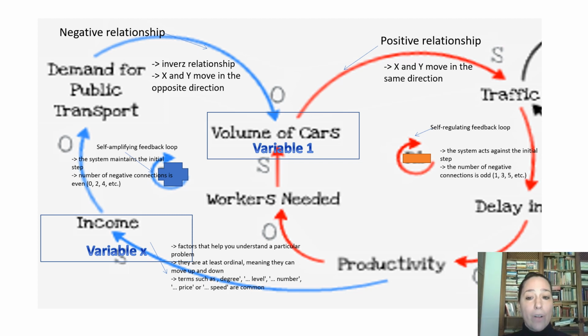We can have a look at the feedback loops as well. One is a self-regulating feedback loop, and the other one is a self-amplifying feedback loop. But this time, we're not going to identify the feedback loops in our systems, so I'm not going to talk more about this. If you want, you can always have a look at this slide later on.